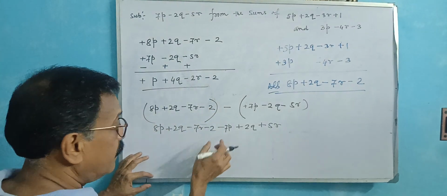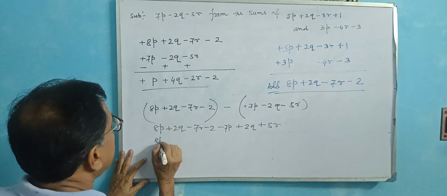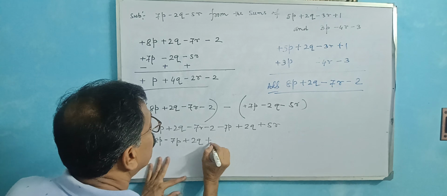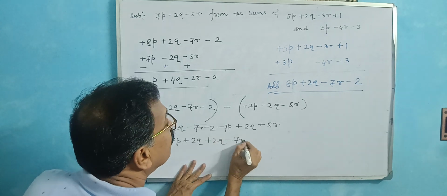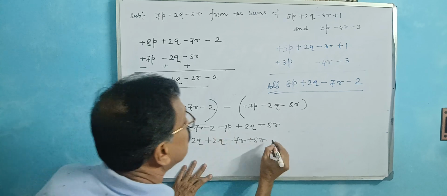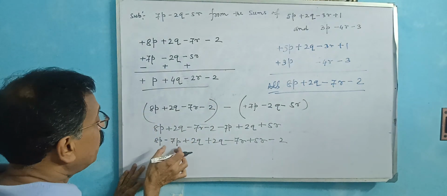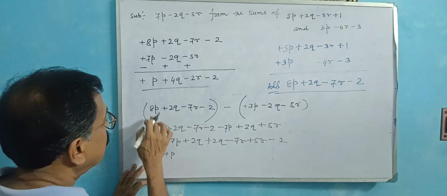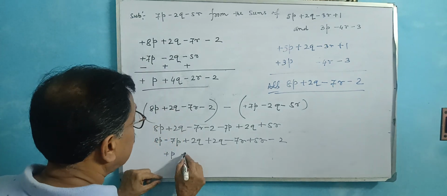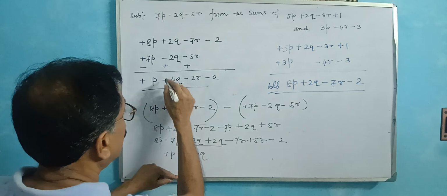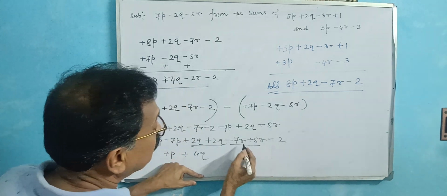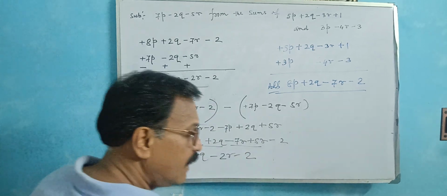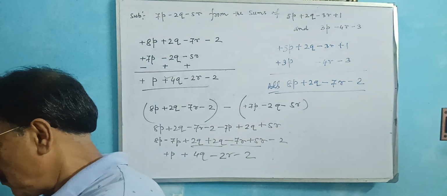Okay, same thing, like terms side by side, so 8p minus 7p plus 2q plus 2q minus 7r plus 5r, and this is minus 2. Now this is the rule of simplify, opposite sign subtract, 8p minus 7p, so 1p or p, this is greater, so plus sign, so this is p. Same sign add, so this is 4q. Opposite sign subtract, so 7 minus 5 is 2, this is greater, so minus 2r, and here minus 2. Clear? So this is the way you solve this one, no problem at all.